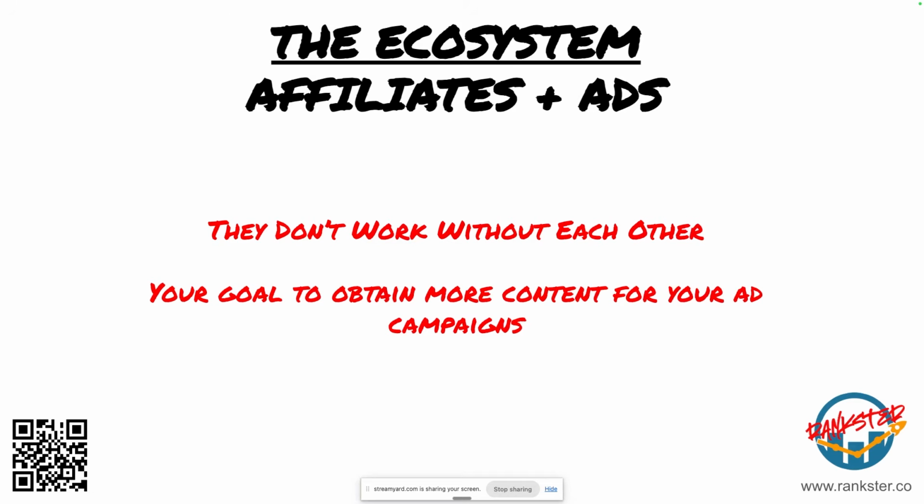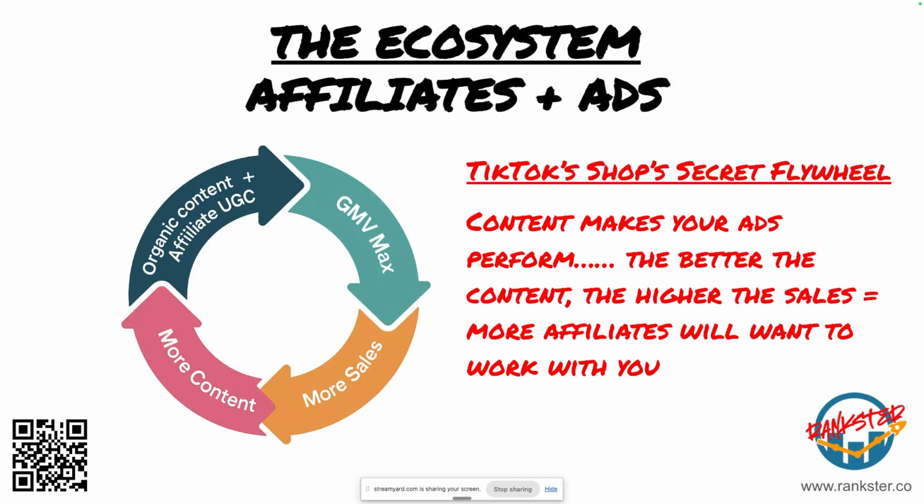That's a really, really good flow chart. So basically, it's a flywheel. All you need to do is get content that makes your ads perform. The better the content, the higher the sales. And the higher your sales, the more affiliates will want to work with you.